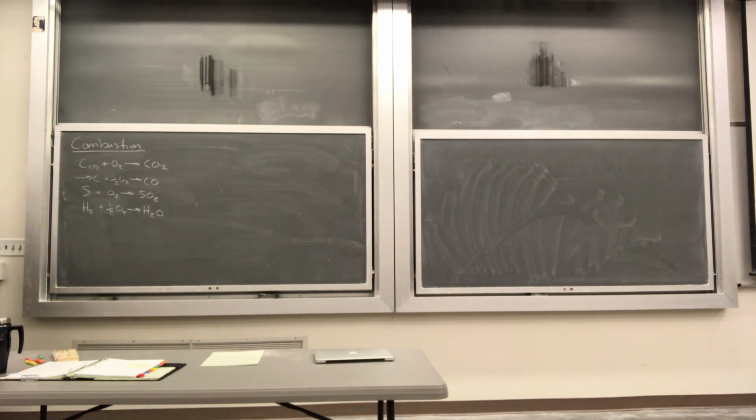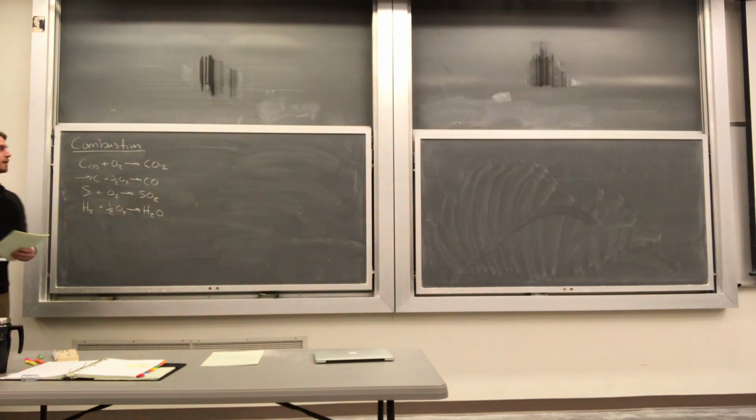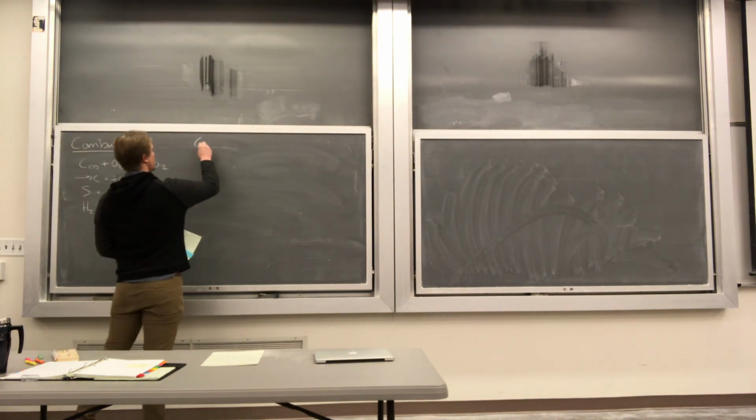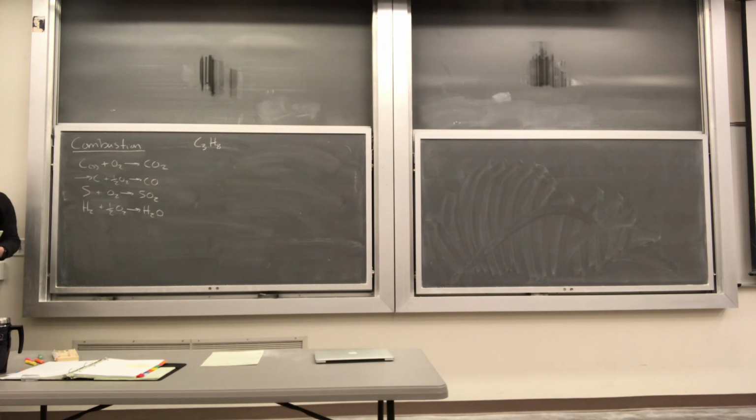So we don't necessarily need to know what the formula is, right? So let's say we have something like propane, C3H8. We don't have to necessarily think of it like one molecule. We can rip it apart into 3 carbons and 8 hydrogens and then use these reactions to figure out what they're going to go to.